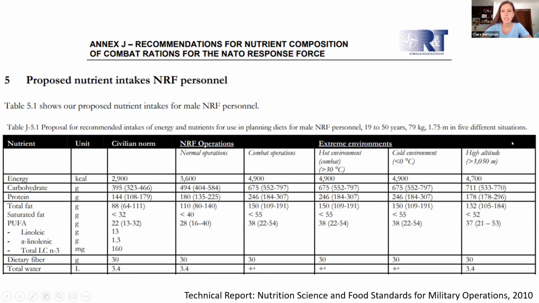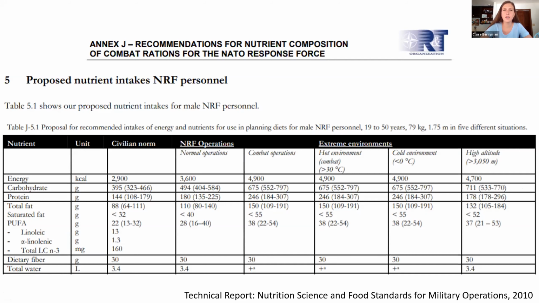And you can see in this column that it's recommended that the composition of the combat rations contain 4,700 calories, which is about 1,100 more calories than what we see in combat rations for normal operations. And the majority of those calories, it's recommended, come from carbohydrates. So the recommendation is to include greater than 700 grams of carbohydrate in these rations.